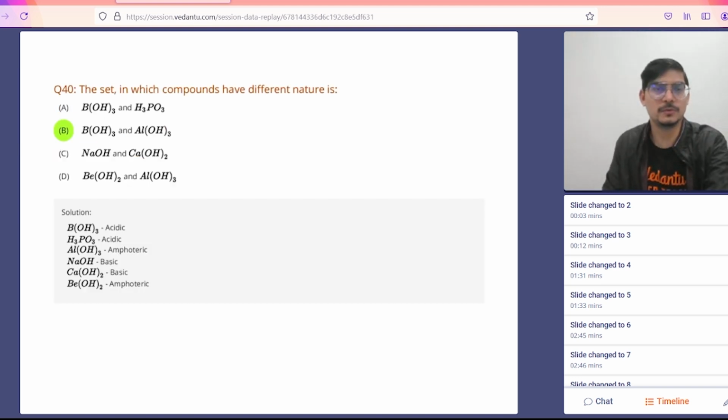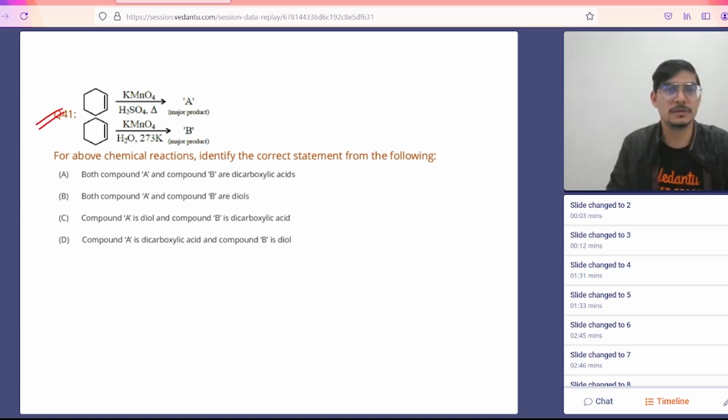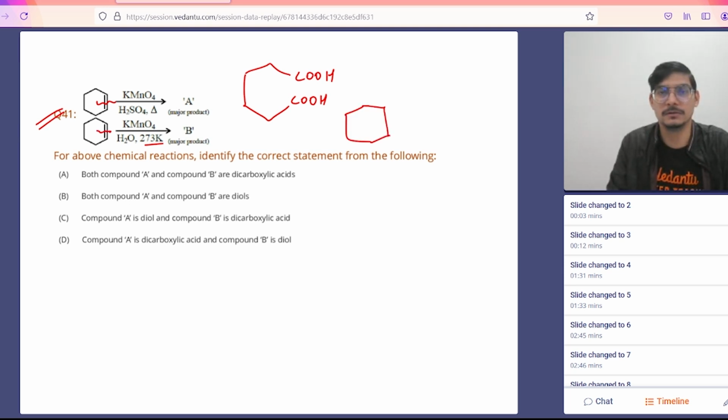Moving to the next question, question number 41. KMnO4 in acidic medium at high temperature is destructive. It breaks the double bond of this alkene, and what we have is a dicarboxylic acid like this. But the same KMnO4 at low temperature, which is 0 degrees Celsius, becomes Baeyer's reagent, and now it only breaks the pi bond, converting the given compound into a diol, cis-diol to be specific. So yes, compound A is a dicarboxylic acid and compound B is a diol. So the correct option is D.